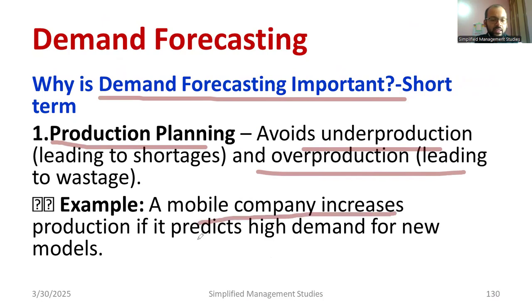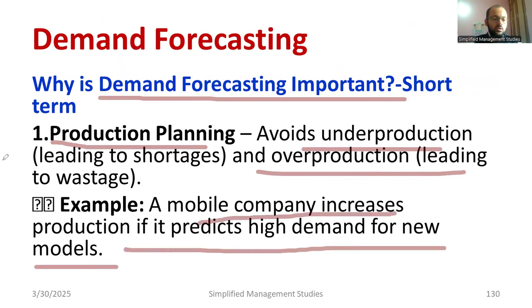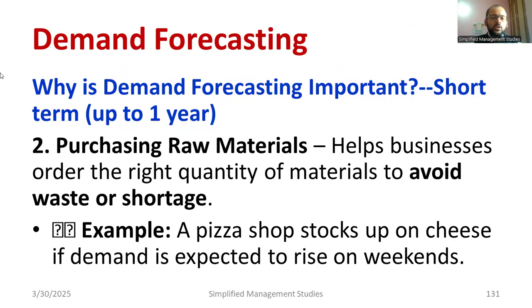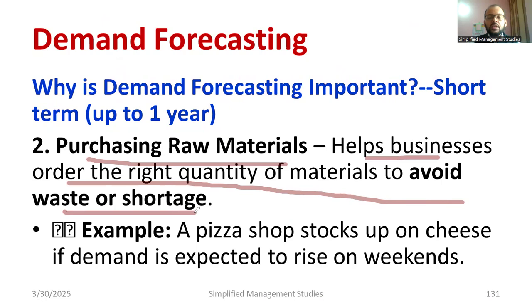A mobile company increases production if the predicted demand is high for a new model. So this is a particular example. You have to go through that. Another short-term use of demand forecasting is purchasing raw material. It helps the business order the right quantity of material to avoid wastage or shortage.